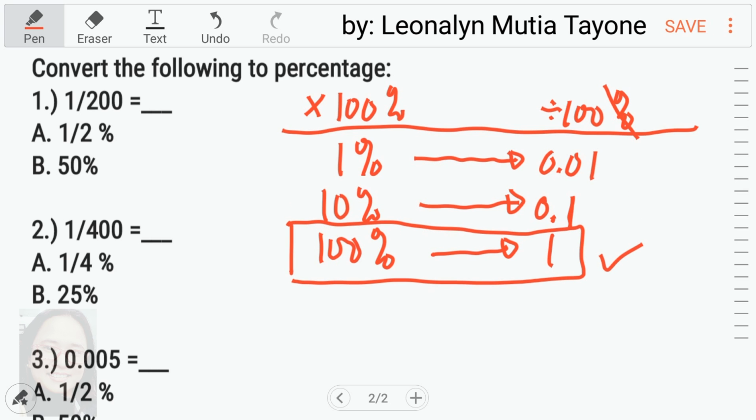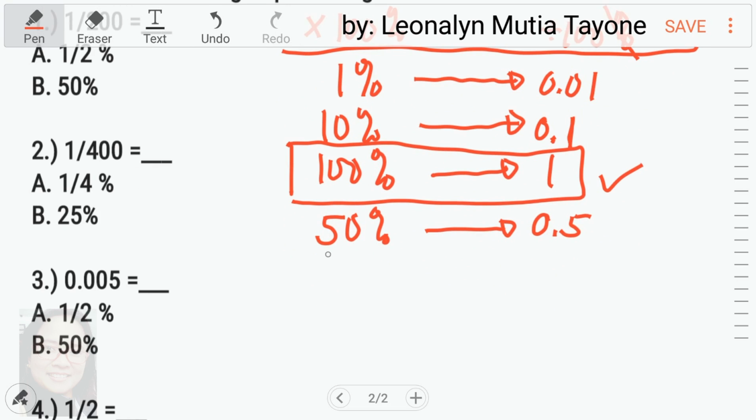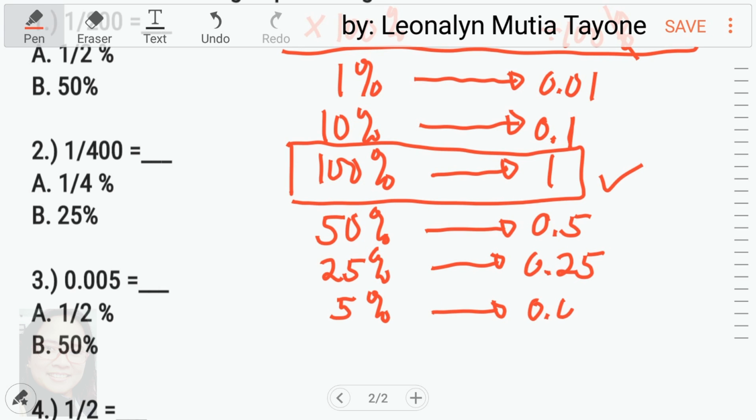Lahat mag-a-agree dito. Ngayon, doon tayo sa 50%. 50% is equivalent to 0.5, half ng 1. Okay. Next, doon tayo sa 25%. Lahat mag-a-agree na that is equivalent to 0.25, 1/4 ng 1. Ngayon doon tayo sa 5%. At lahat mag-agree na 0.05 ang equivalent niya.